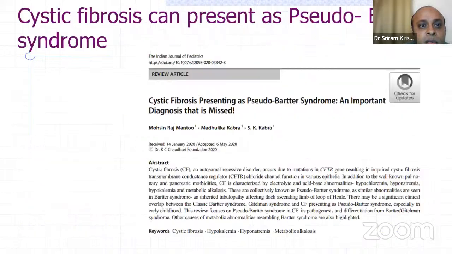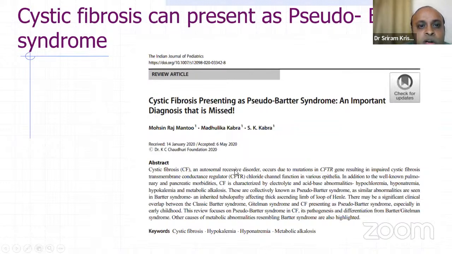So another important disease that one should be aware of is cystic fibrosis. Cystic fibrosis may mimic Bartter. If you do not have any lung manifestations, sometimes the distinction may be very difficult. And in our own experience, among about 20 cases of Bartter in whom we have sent mutations, 2 of them actually turned out to be cystic fibrosis. So one should be aware that cystic fibrosis, when there are no lung manifestations, may be sometimes difficult to diagnose. It may also have hypokalemic metabolic alkalosis.